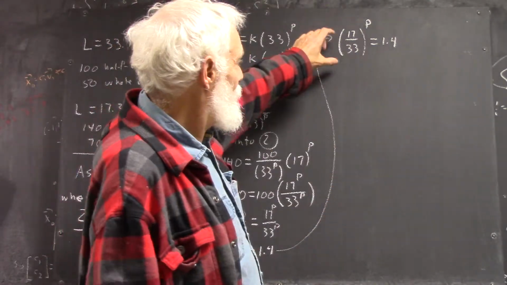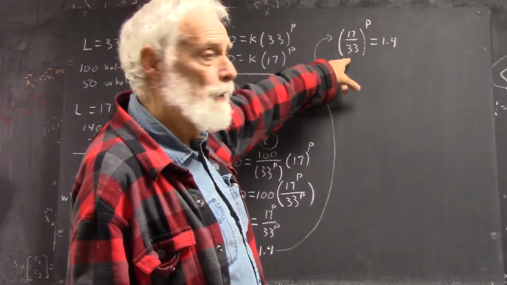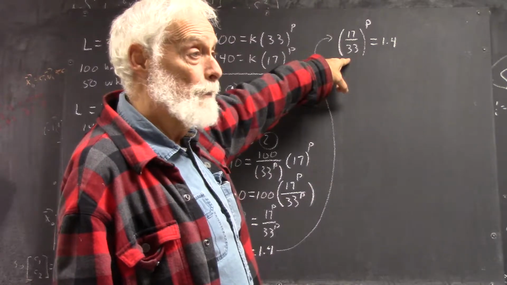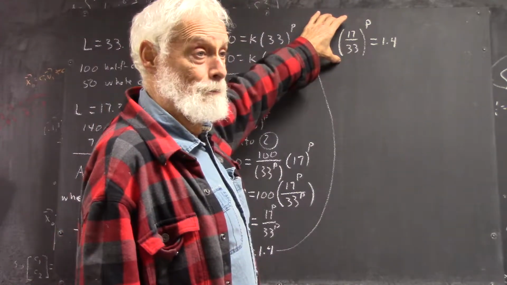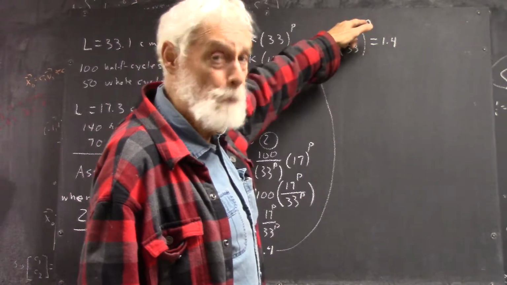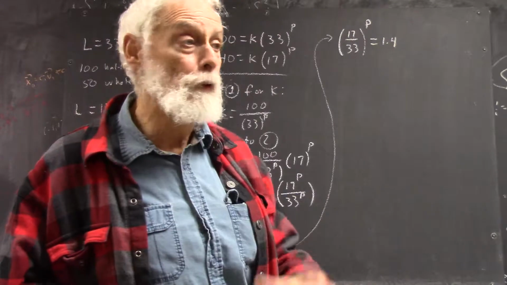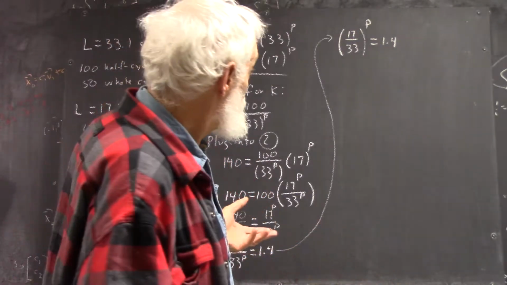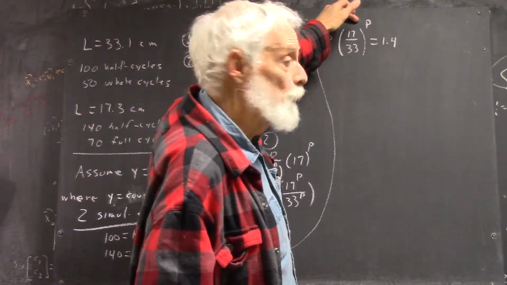Would you multiply both sides by 33 then? Well, but that wouldn't help because this 33 is raised to the p. Okay. So you can't multiply by 33. This side doesn't have denominator 33. The denominator is 33 to the p. Okay? And you really have to think through these things. It's real easy to make mistakes. Okay? So, well, if it was 17 over 33 squared, what would we do?